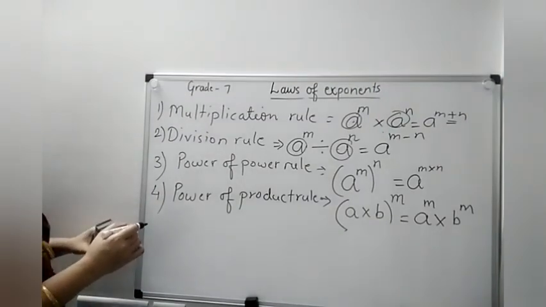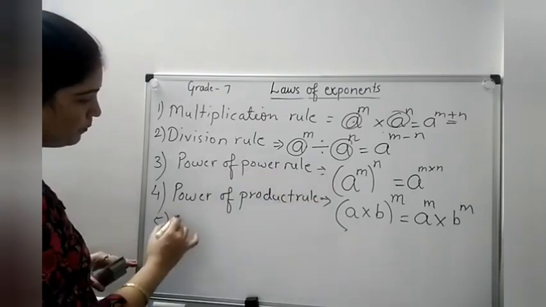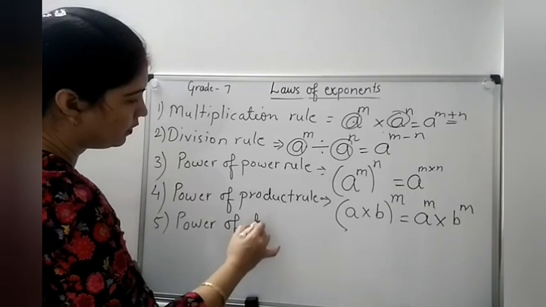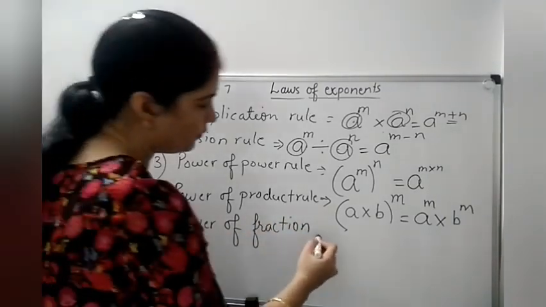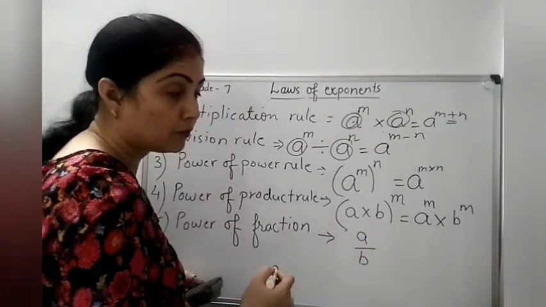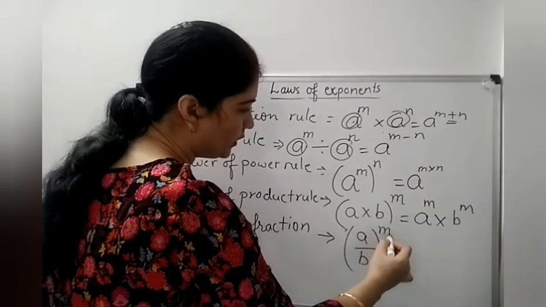We will see the next rule, which is the power of fraction rule. Power of fraction means there is a fraction a upon b, where the numerator and denominator are different numbers, and they have one exponent in common.